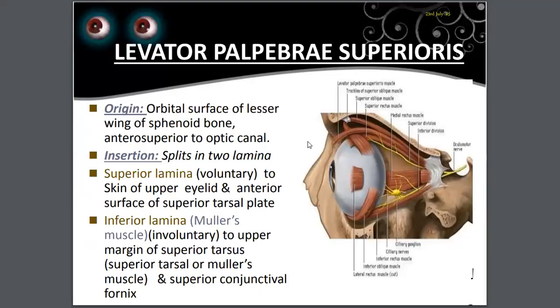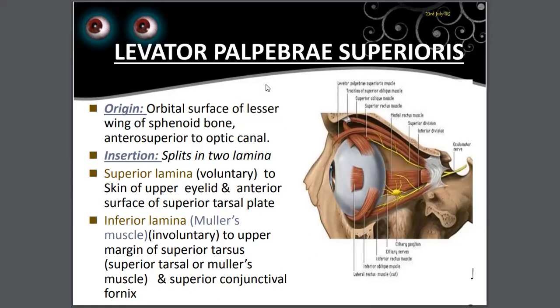Now let us see the origin and insertion of the various muscles. First we have levator palpebrae superioris, which we did when we were doing the muscles of the face, the muscles around the orbit. Origin: orbital surface of the lesser wing of the sphenoid bone, anterosuperior to the optic canal. Insertion: it splits into 2 laminae. The superior lamina is voluntary, going to the skin of the upper eyelid and the anterior surface of the superior tarsal plate. The inferior lamina goes to the upper margin of the superior tarsus.